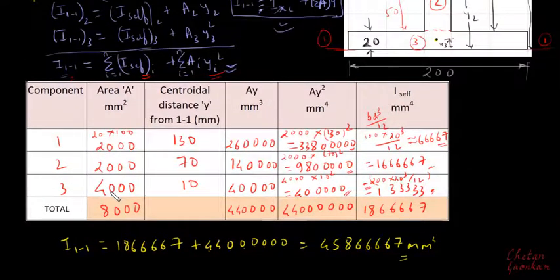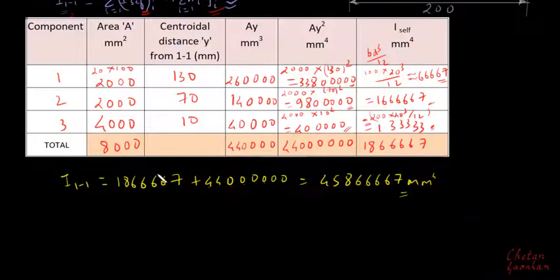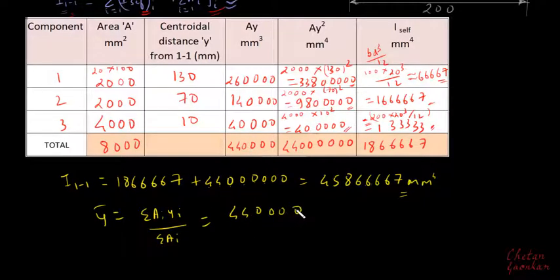Then we need to find y bar. Y bar is the summation of ai yi divided by summation of ai. So summation of ai yi is 44, and then 4 zeros divided by 8,000. So this y bar term will be equal to 55 mm.